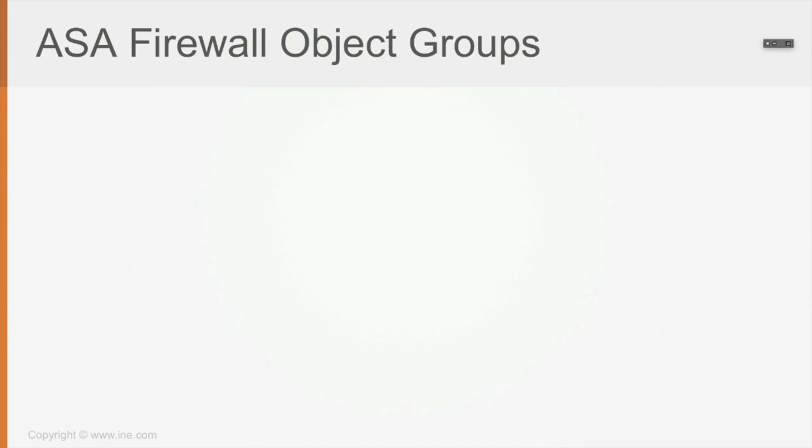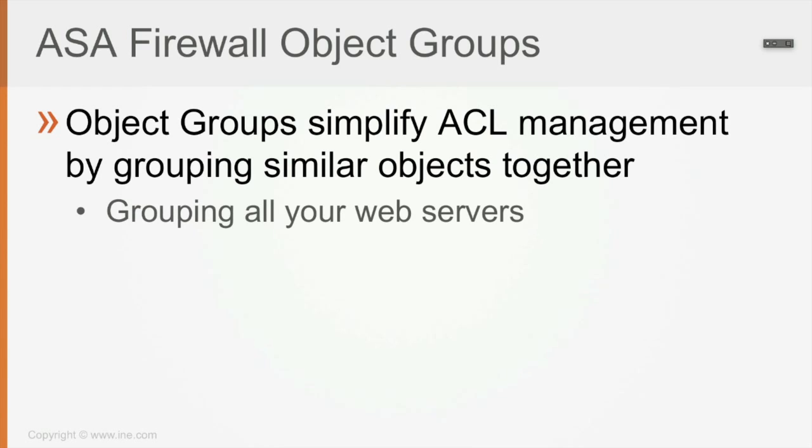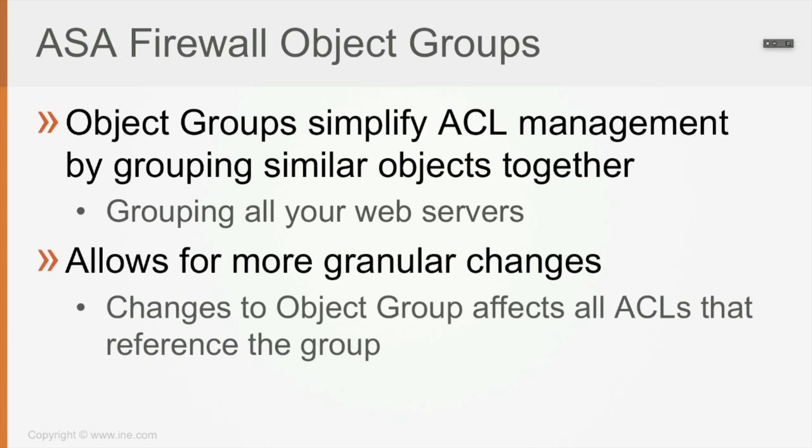Okay, now as you're going to see once we go to the configuration, the ASA, just like IOS but much more scalable and better, allows for the creation and configuration of object groups, which are going to simplify ACL management by grouping similar objects together. You're going to end up grouping all of your web servers, or all your servers which offer the same services. You're going to see when I go to the configuration exactly how that enhances the configuration of the ASA and how it scales.